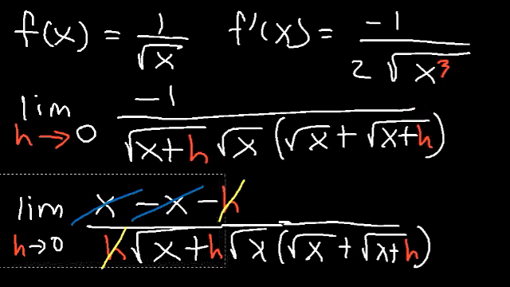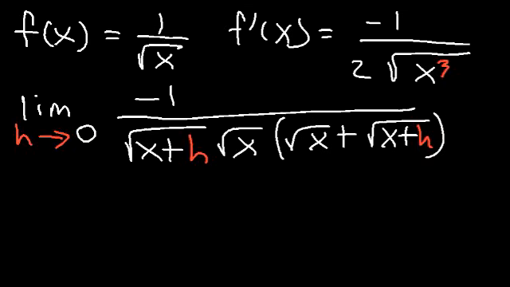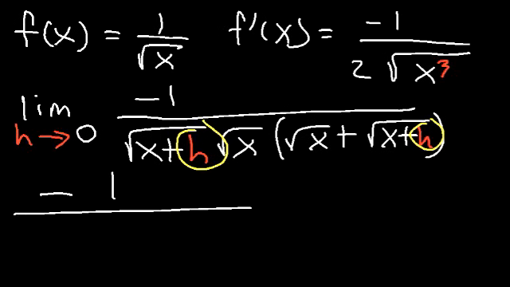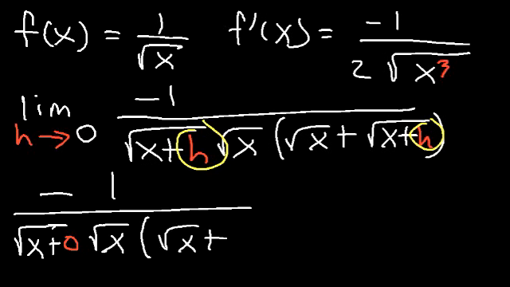Now at this point, since we canceled that other h in the bottom, we can now do some substitution. So let's replace h with 0. So we don't have to write the limit anymore. So it's negative 1 divided by the square root of x plus 0, times radical x, times square root x plus square root x plus 0.